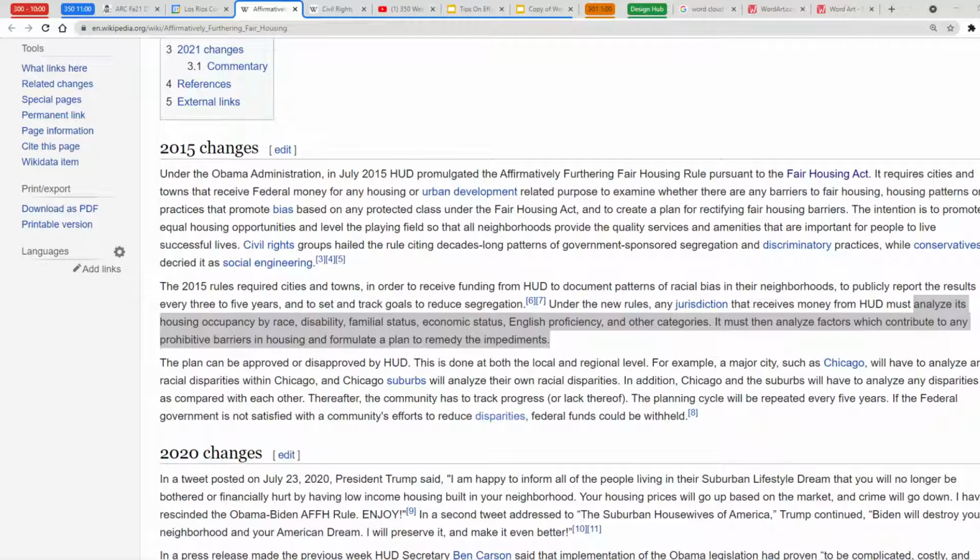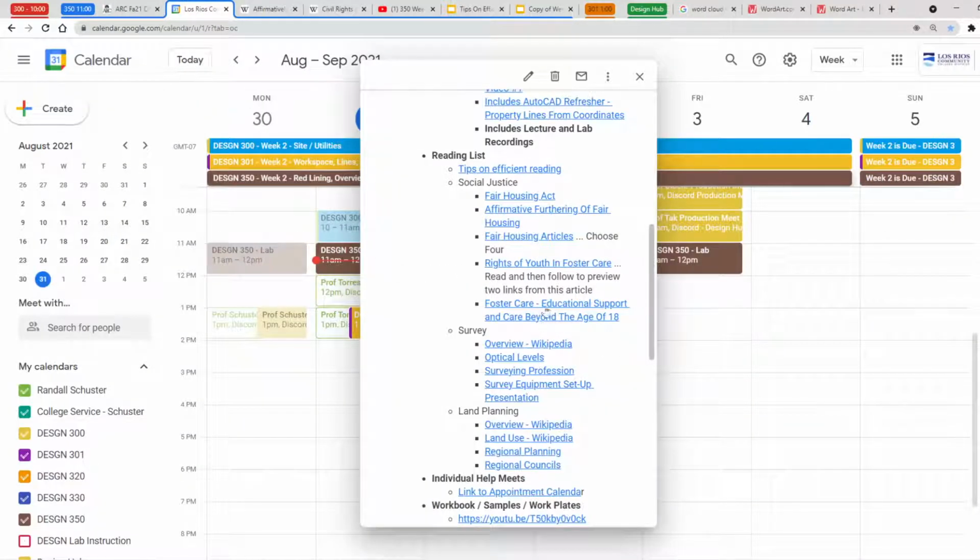So all of this works into this analyze factors to remedy things. And there are other categories, and now they're starting to talk about access to greenery and all sorts of other cool things. So does that make some sense as to how to do these readings and how they're going to be based on some of these things?